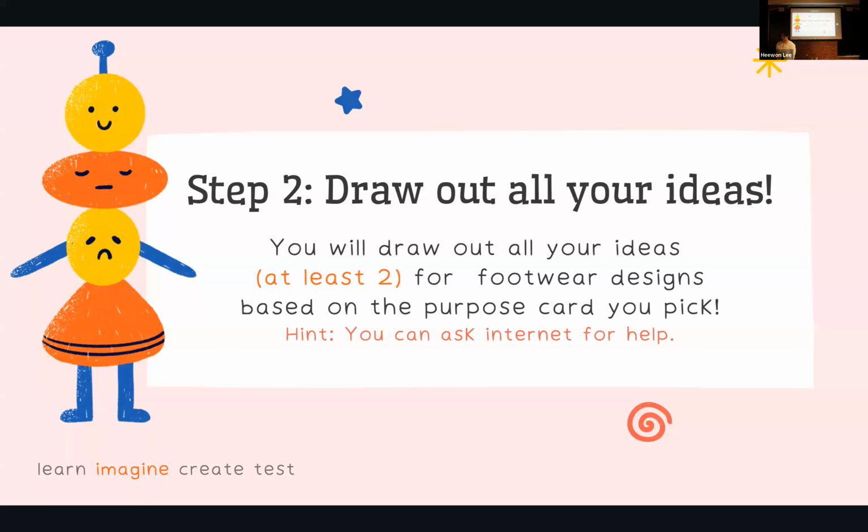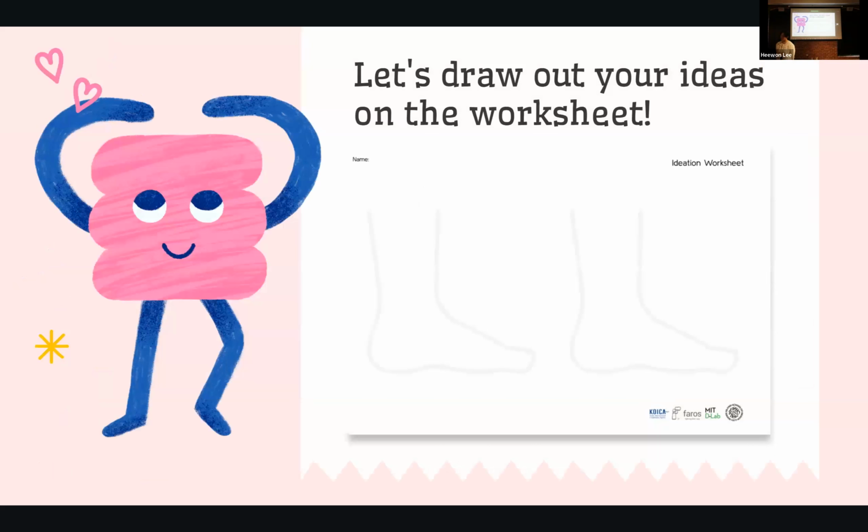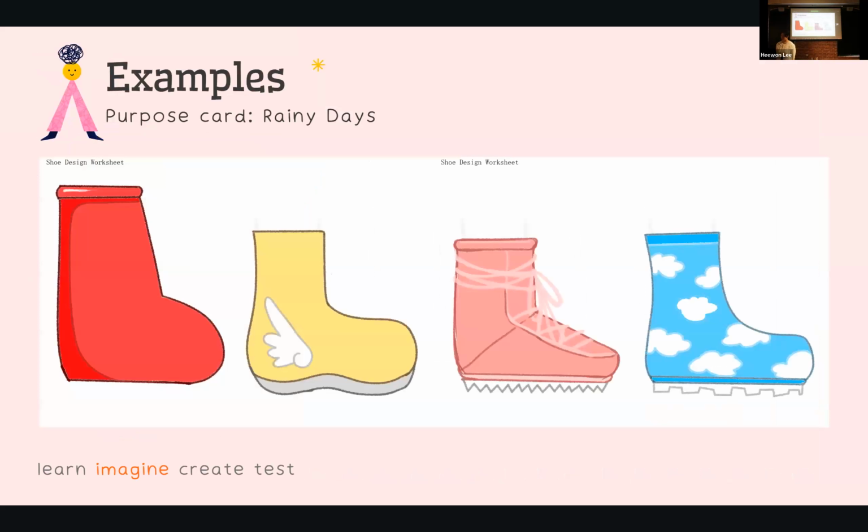And then for step 2, we'll ask the students to draw their ideas, at least 2 footwear on the template that we created. And they can also ask the internet for help, so they can Google. That's the template that we created. It's a side profile of 2 foot, and students can just draw based on the template. And these are our examples for rainy day shoes.